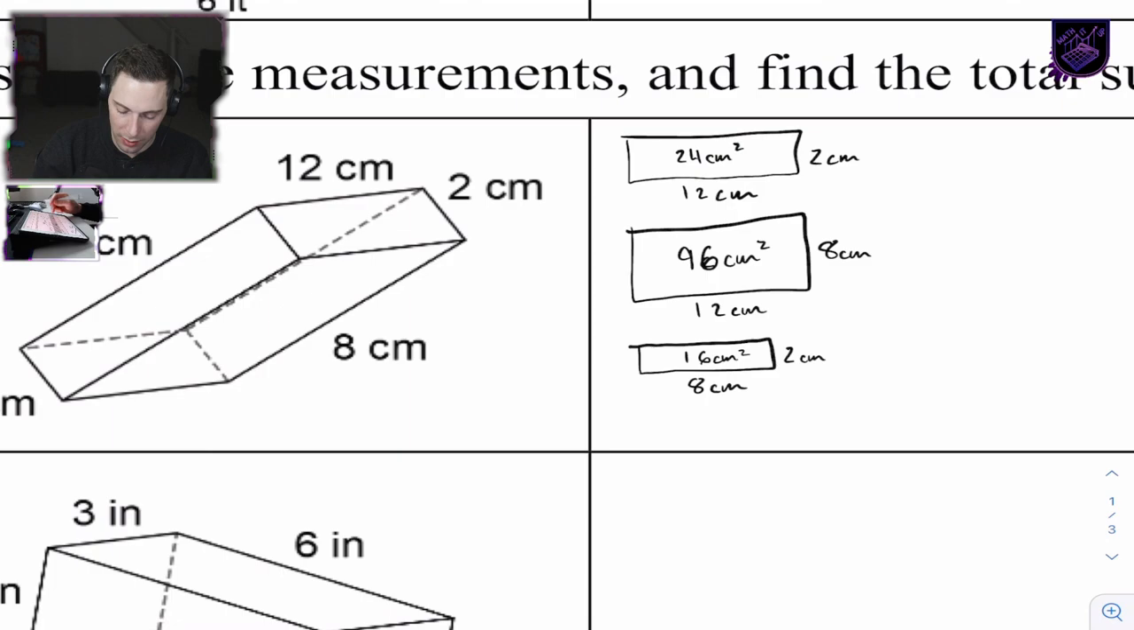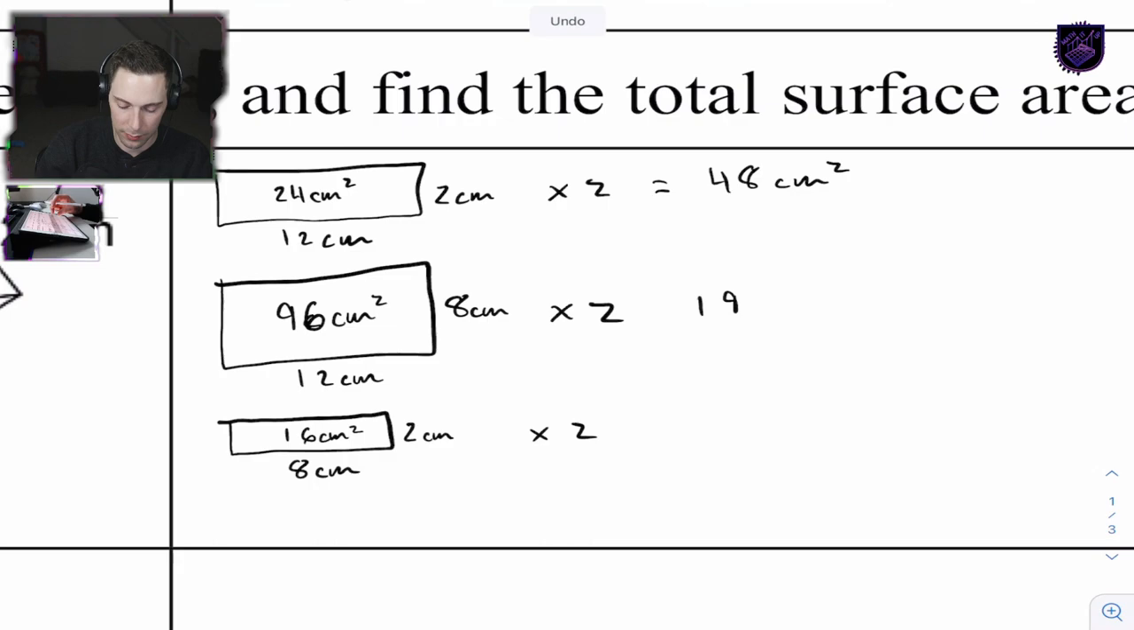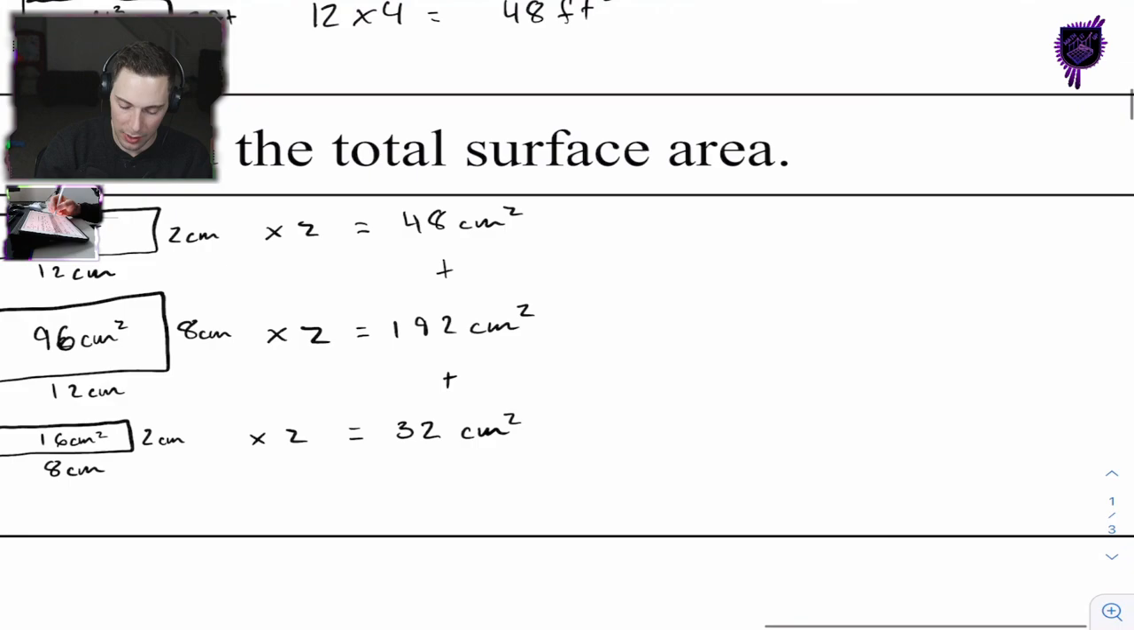Of course, each of these is going to be times 2, times 2, times 2, which will equal 48 centimeters squared, and 192 centimeters squared, and 32 centimeters squared. And we're going to add those three numbers up together, and that will equal a grand total of 272 centimeters squared.